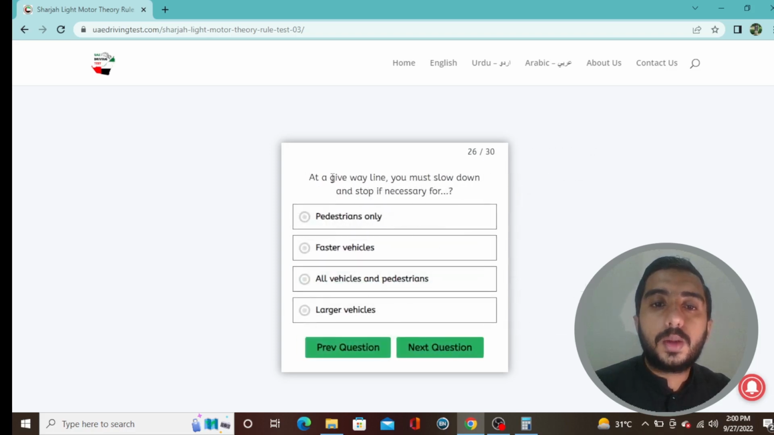Next question, question number 26 is, at a give way line, you must slow down and stop if necessary for all the vehicles and pedestrians. Option C is the correct one.